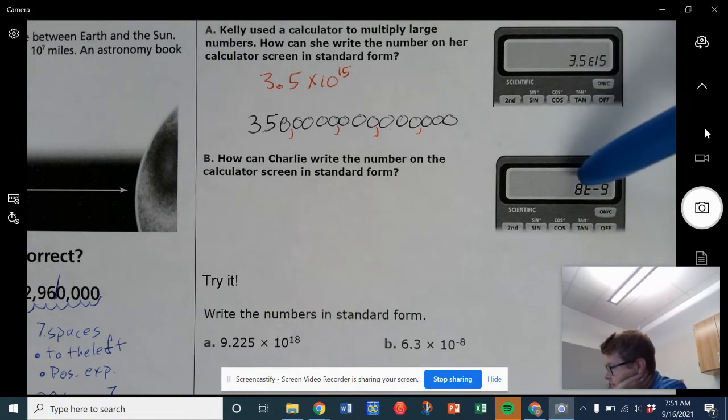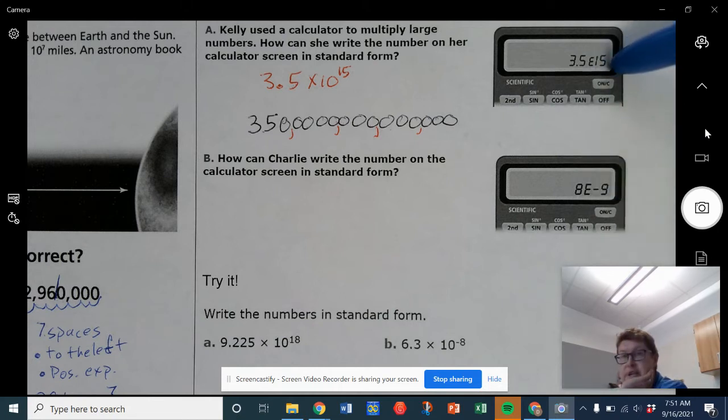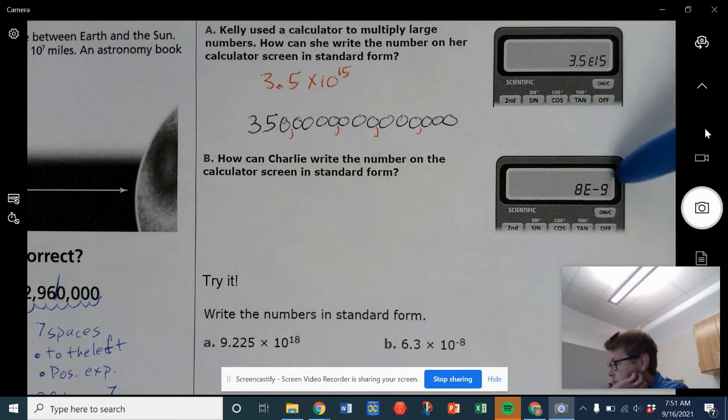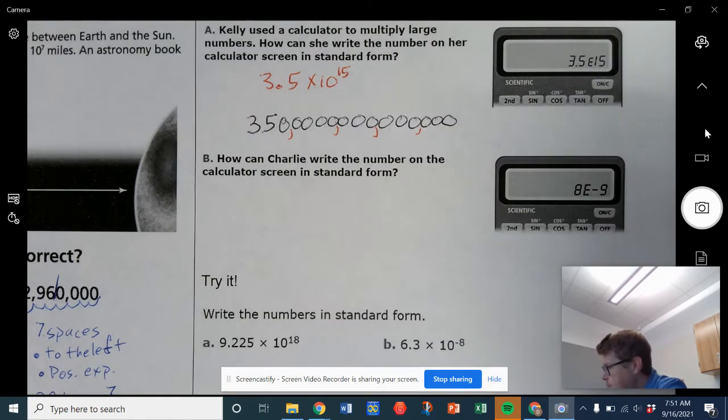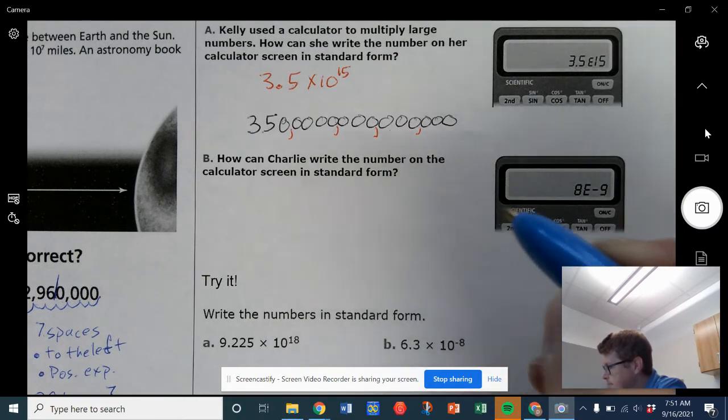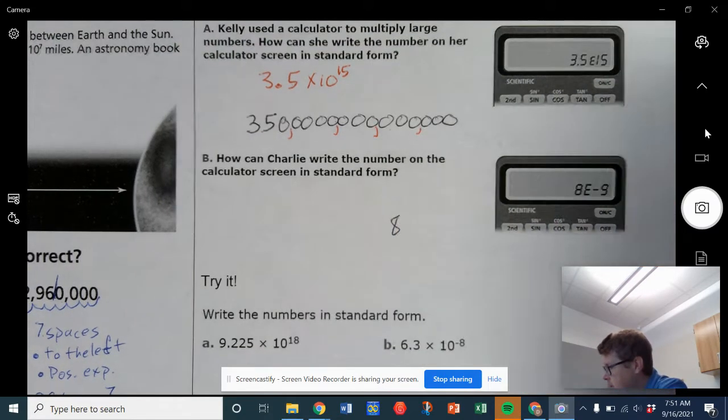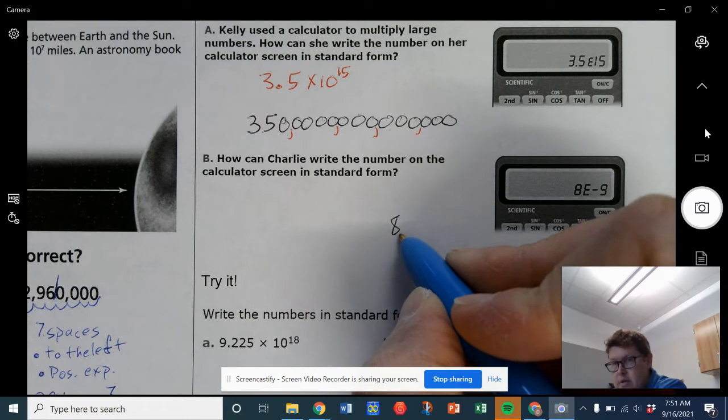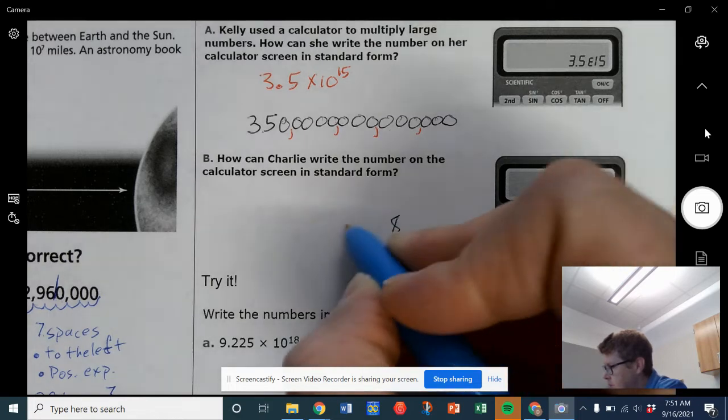So then we've got this 8E negative 9, so we can see the difference here, this E15 and this E to the negative 9. This is a very big number. This is a very small number because it's negative, okay? So I'm going to start with the 8, right? And that decimal's right here. And now we're going to move it over 9 spaces to the left, okay? Like go this way and basically put the zeros over here.